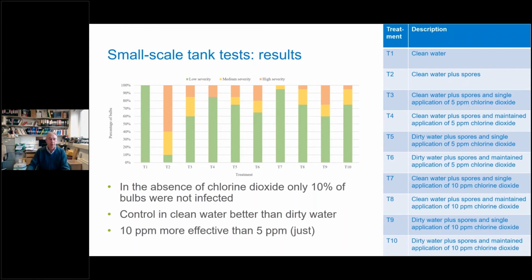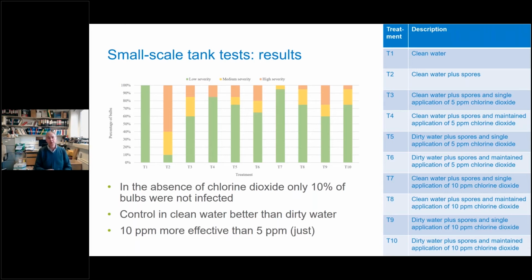And once you get beyond that, looking at treatments T3 through T10, although there is some variation, and some treatments, particularly T7, perform better than others, what it is demonstrating is that all of the treatments provided some control, and they were all better than doing nothing. And that is the sort of confidence that we wanted to go forward into the main tank tests.